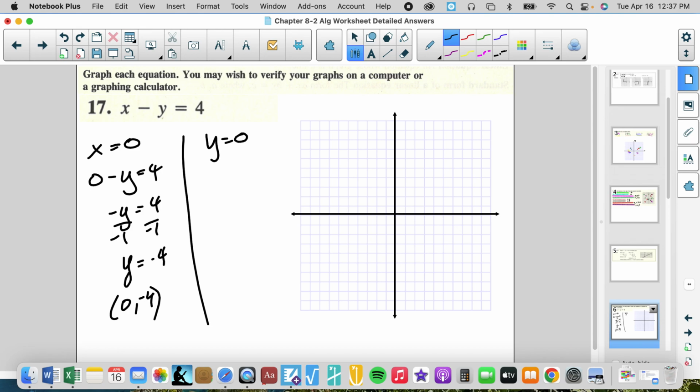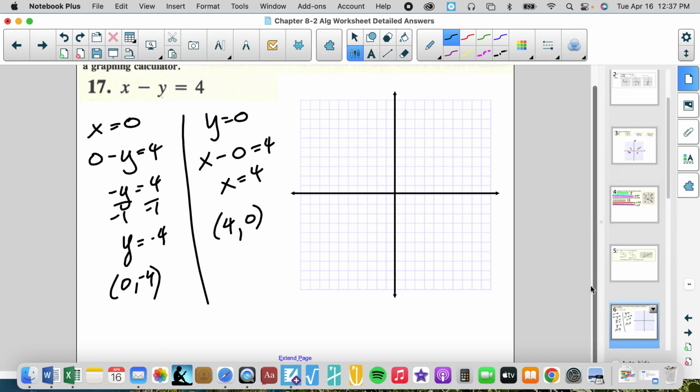Let's plug in 0 for y. So we have x minus 0 equals 4, and that's x equals 4. So when x is 4, y is 0. Those are 2 points. And then let's find a third one because they wanted a third one. So we can pick either an x or a y value. I'll pick an easy one, x of 1.